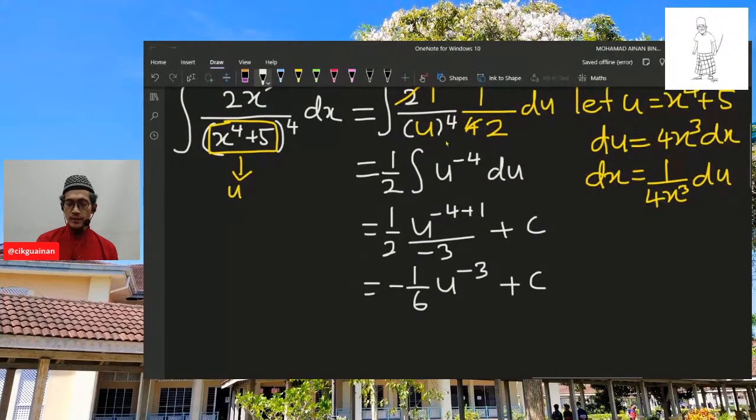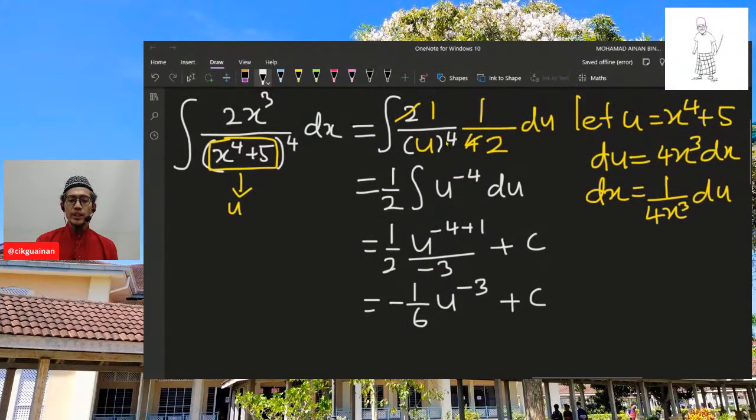Not yet finished. Why not yet finished? Because this u we can replace. Not we can, you must replace. If you didn't replace, you cannot get the final mark for this question. Your mark will be less by 1. It's supposed to be 100, but you get 99. So 1 minus 1 over 6, you replace back with the one that you let before.